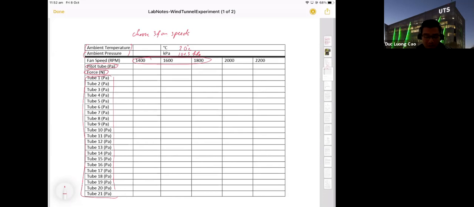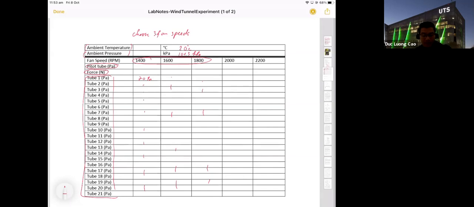For example, we have tube 1. Delta P is 70 Pascal. For things like that, you push the value in here. For the 16, you have it here. For 18, you have it here. Okay, so you will have 3 sets of data at 3 fan speeds for part A.